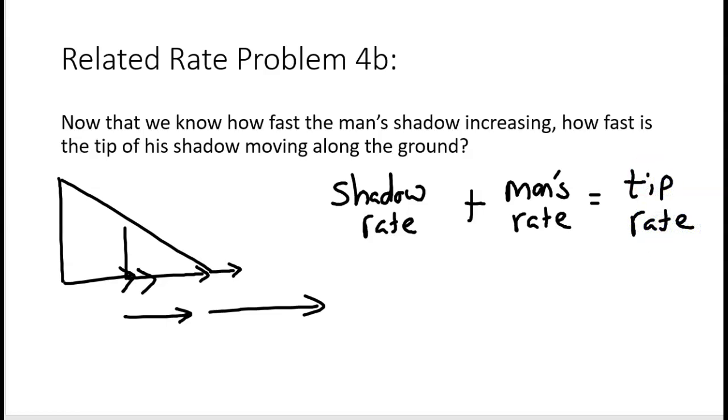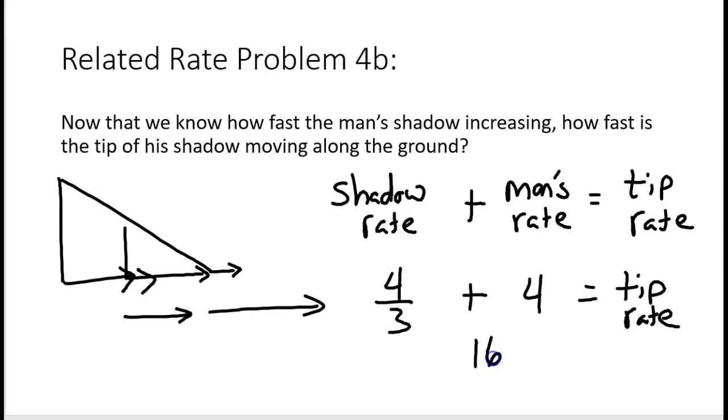Okay, we just found out from the last slide that the rate at which the shadow is growing is 4/3 feet per second. And we know from the given information in the problem that the man is moving at a rate of 4 feet per second. So if I put those together, that will tell me the rate at which the tip of the shadow is moving along the ground. So getting a common denominator and adding these things together would end up giving me 16/3 feet per second for the tip of the shadow.